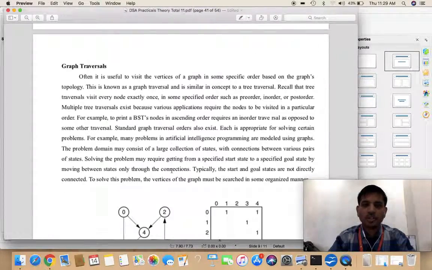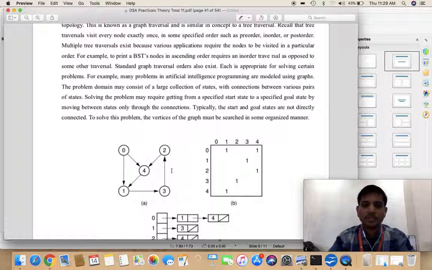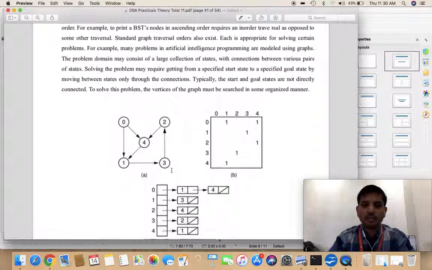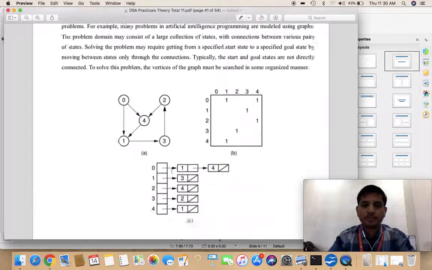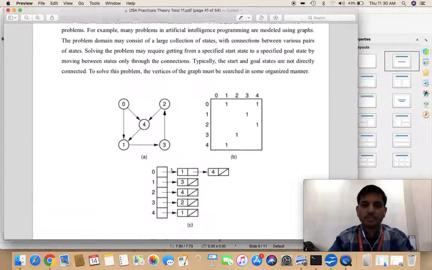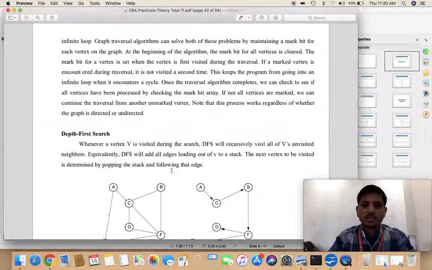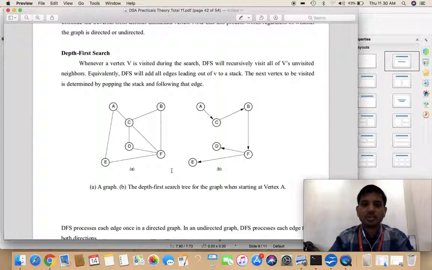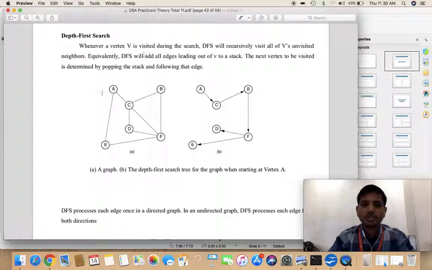There are two types of graph traversal. The first one is depth first search traversal and the second one is breadth first search traversal. First we will see depth first search. In depth first search, generally the stack data structure is used for traversing. So let's see one example.